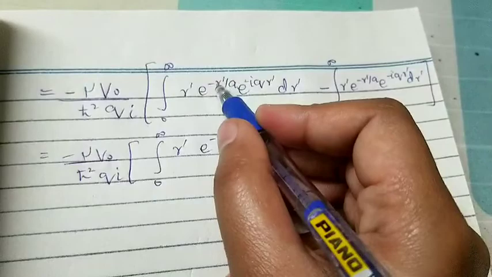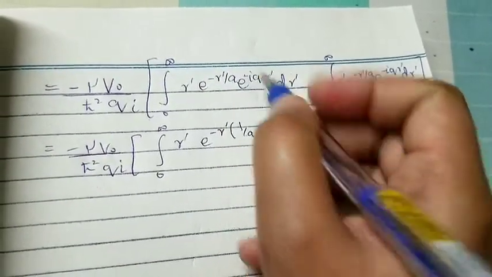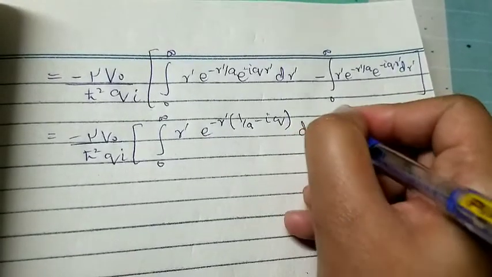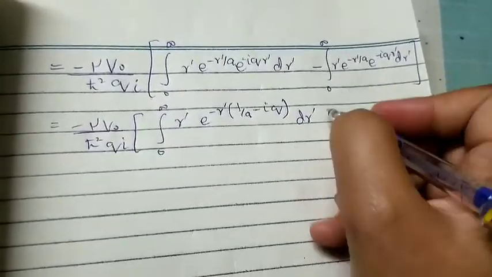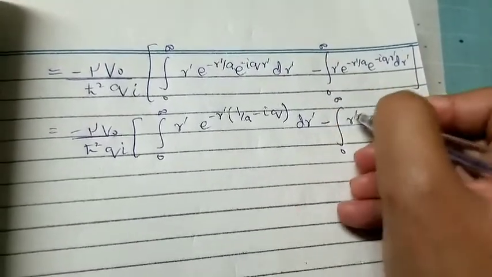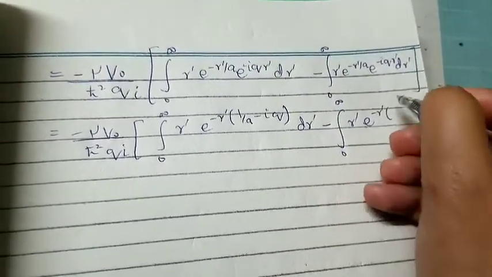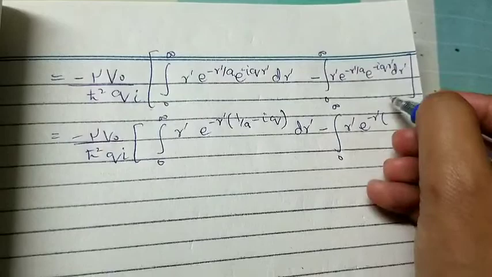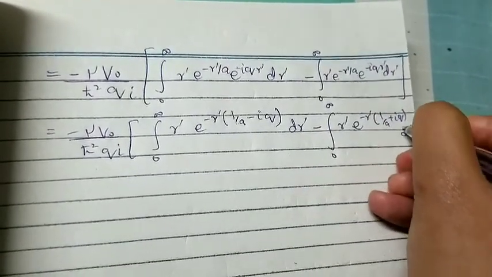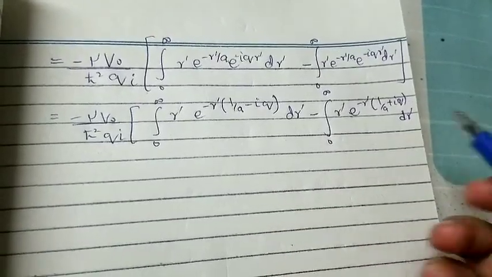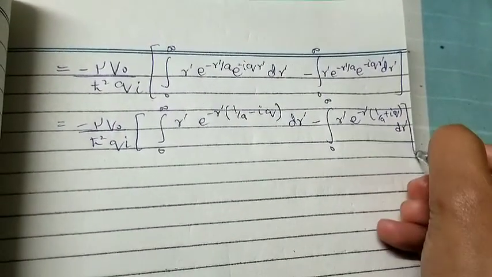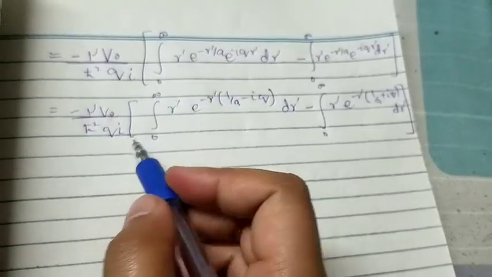So 1 over a will come with a positive sign, and this will come with a negative sign, and dr prime, minus r prime, 0 to infinity. The similar thing will happen here. Since the negative sign is with both of these quantities, the thing that will be left behind will simply be with the positive sign only. Inside the quantities there will be a positive sign, and here we go with closing the brackets.